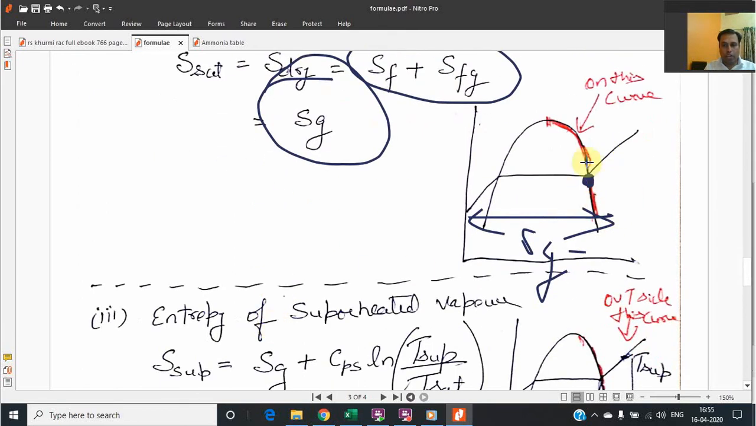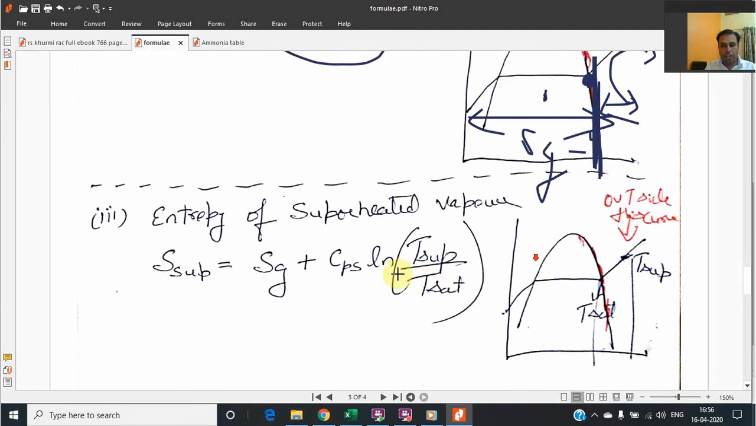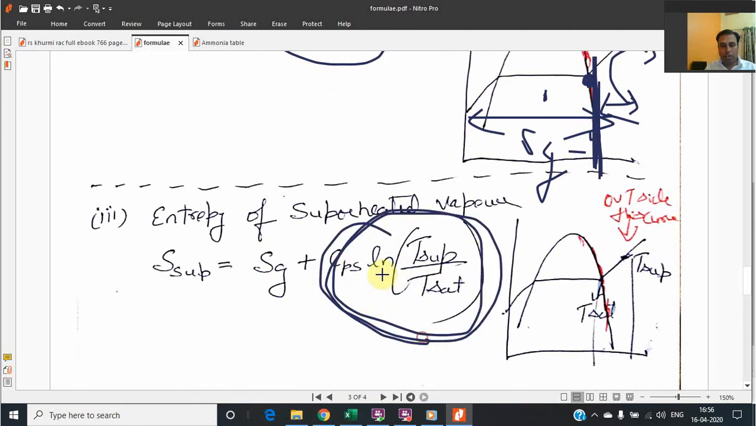If we go beyond this curve, three cases are there: first is under this curve, second on the curve, and third beyond this curve. Up to this point we know the entropy is given by SG. We have to add something. This time we won't add Cp delta T, this time we will add Cp ln T sup upon T sat.